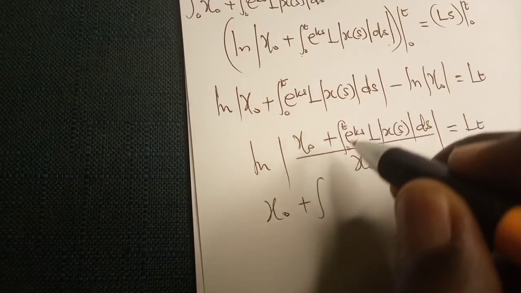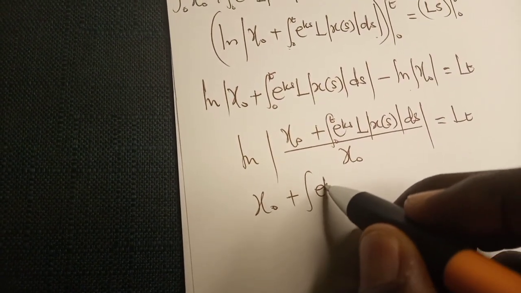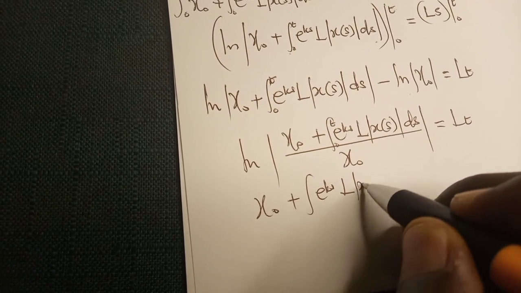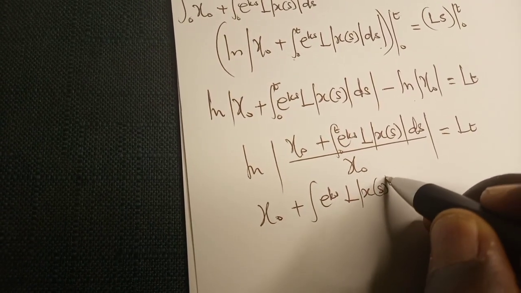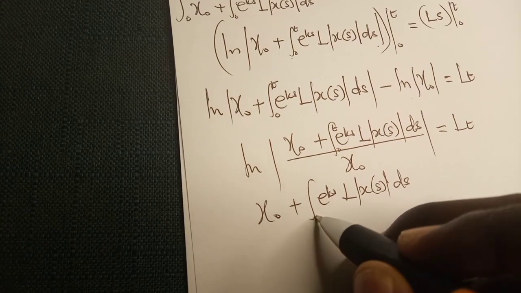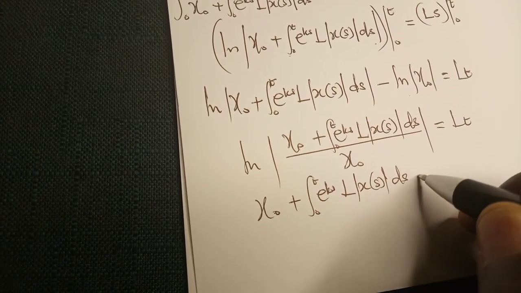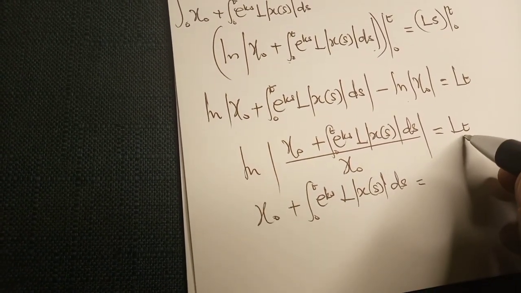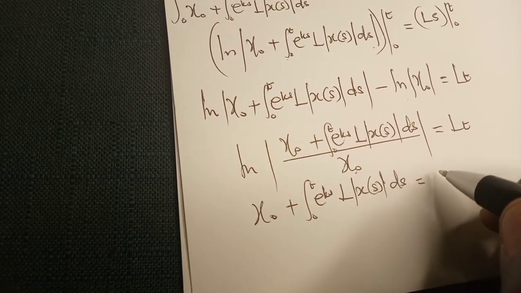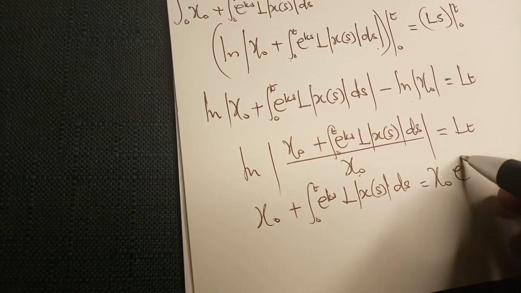We simplify this, so it becomes an exponential: x of t plus the integral from 0 to t of e exponent ks, same thing, ds, equals an exponential function with these constants. So we have x naught e exponent lt.